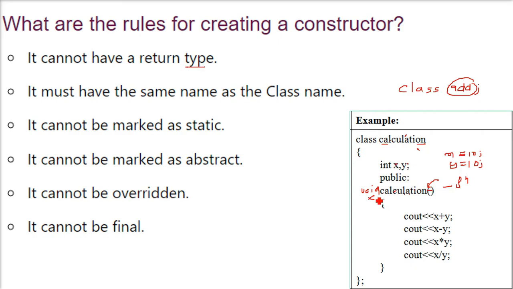You cannot make this constructor static. You cannot make this constructor abstract. You cannot override the constructor in an inherited class. You cannot make the same function with this name, meaning you cannot override this. It cannot be final in Java. Final means constant, const. So you cannot make it constant. These are the rules.